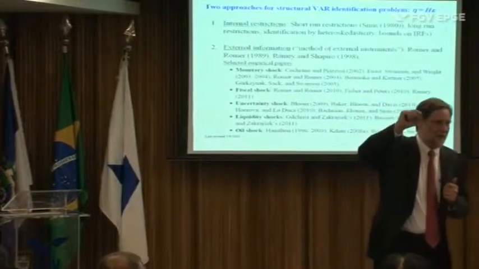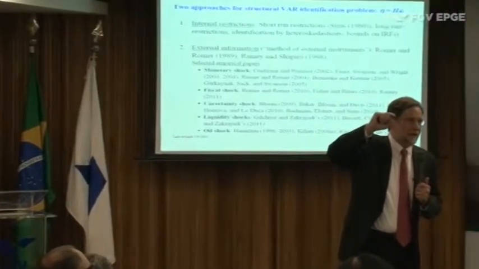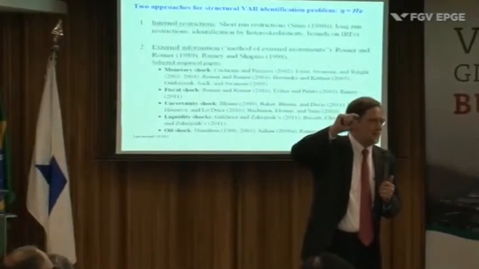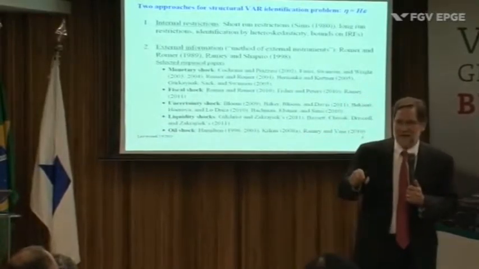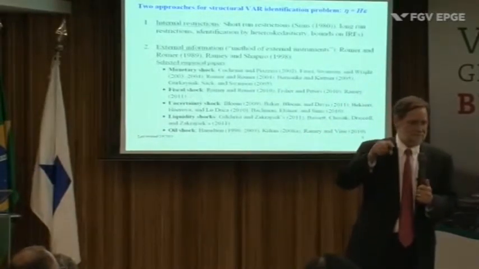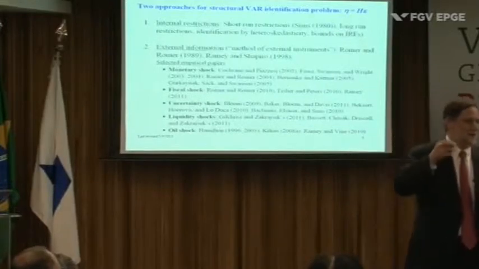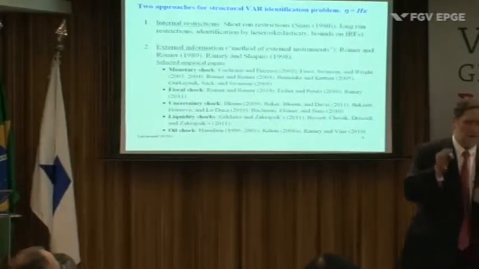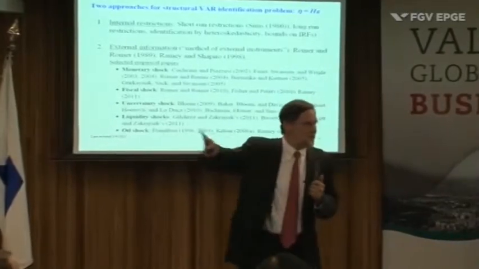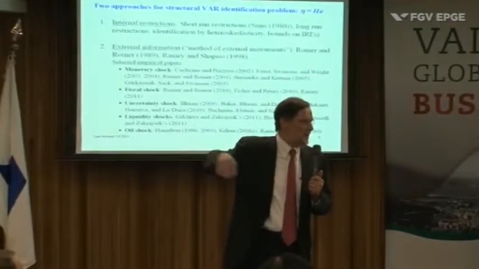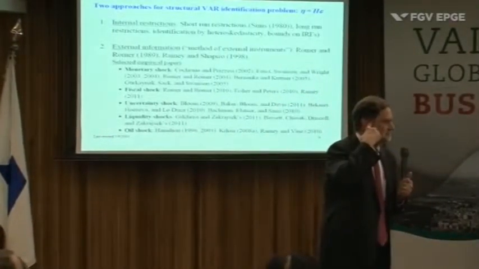You have one of these identified external instruments, let's call it Z, right? Like an oil price shock if you're Hamilton, right? And then what do you do? You regress output or inflation or something on a distributed lag of that shock, right? And you report those coefficients, right?